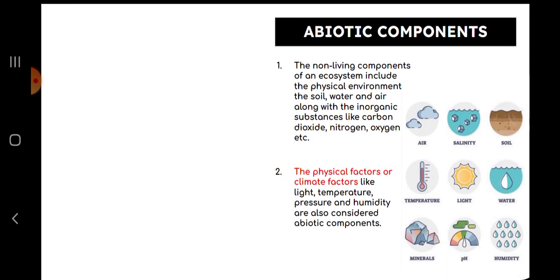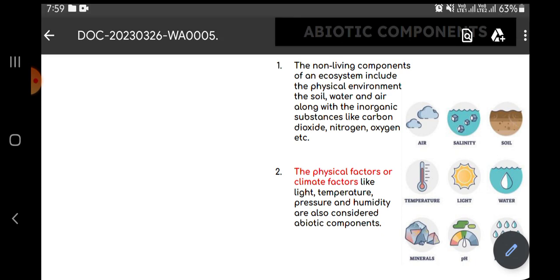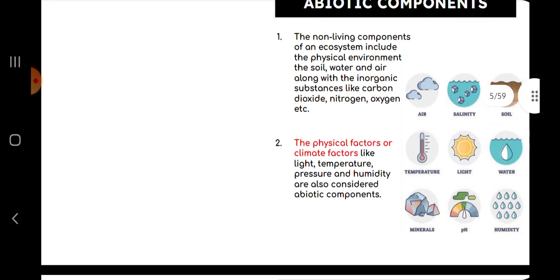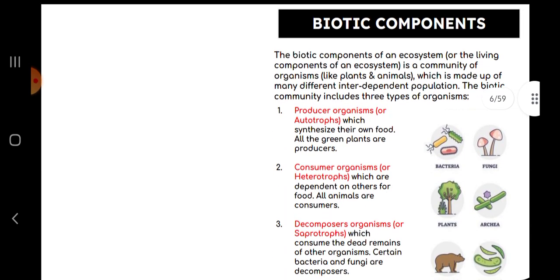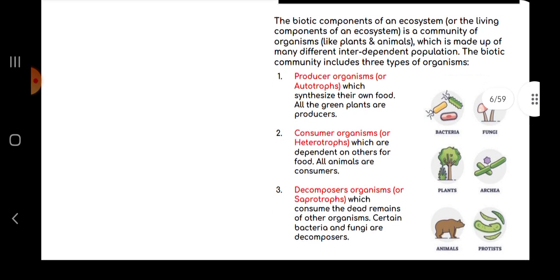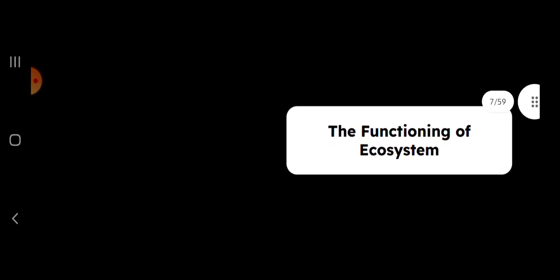Abiotic components are the non-living components of an ecosystem. They include the physical environment, the soil, water, along with the inorganic substances. The physical factors or climatic factors like light and temperature are also considered abiotic. Biotic components are the community of organisms in an ecosystem, which is made up of many different interdependent populations. The biotic community includes three types of organisms: producers, autotrophs; consumers, heterotrophs; and decomposers, saprotrophs.